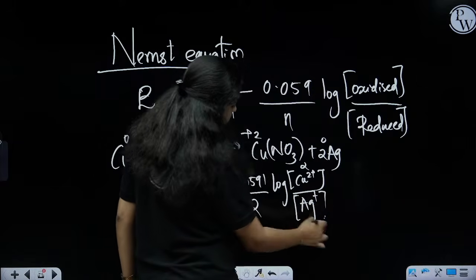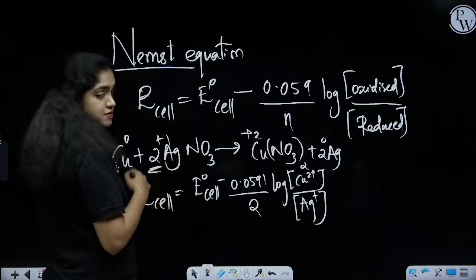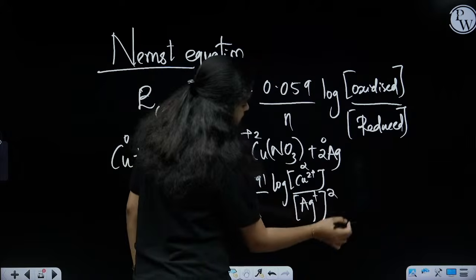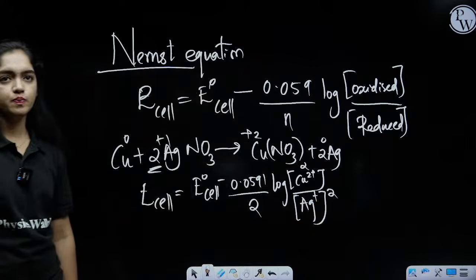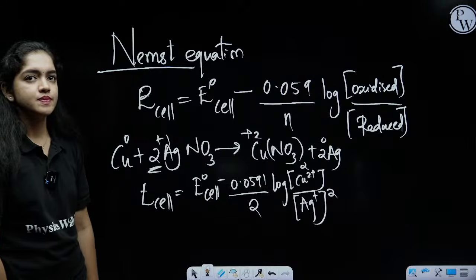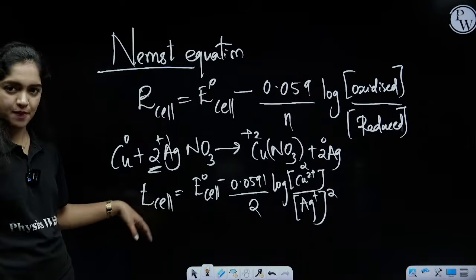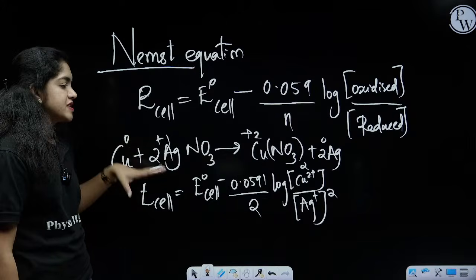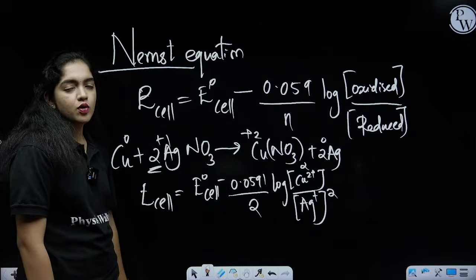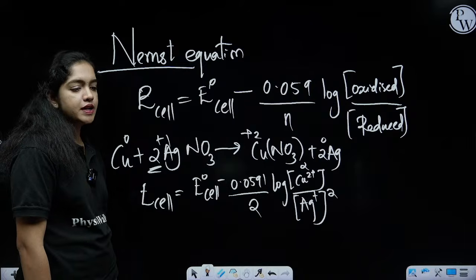But how many Ags did we write here? To balance, we wrote 2 there. So, Ag raised to the power 2. Okay, Saloni? So, Ag raised to 2 will be the answer. So, this is the representation of this cell's Nernst equation. Okay, clear? Any doubt?